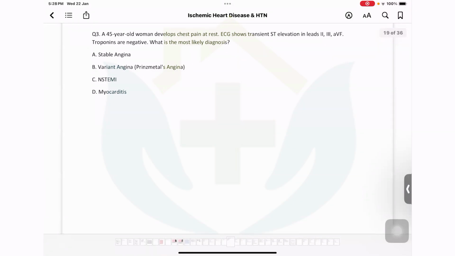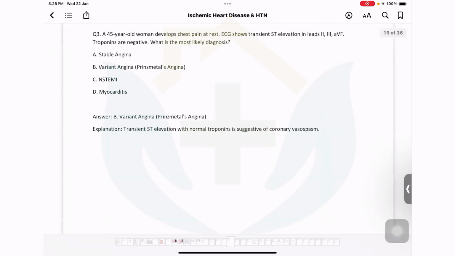So young females around 40 to 45 years of age can have a condition known as coronary vasospasm. Now, this coronary vasospasm can manifest itself as ST elevation because it is a coronary spasm. So it is Prinzmetal's angina, variant angina, transient ST elevation with normal troponins. It literally presents as an ST elevation MI, but troponins are negative. You do a coronary angiogram, it is entirely normal, absolutely normal coronaries.